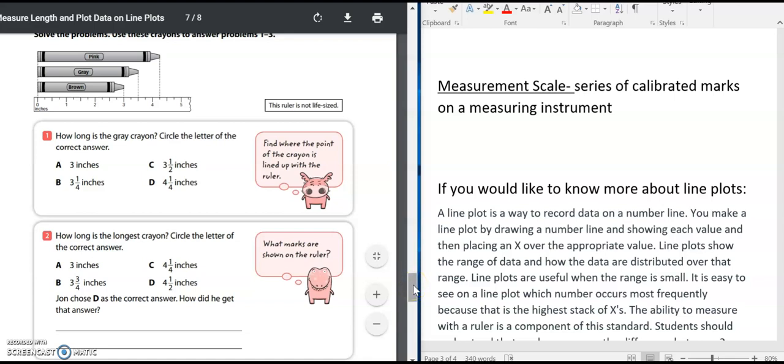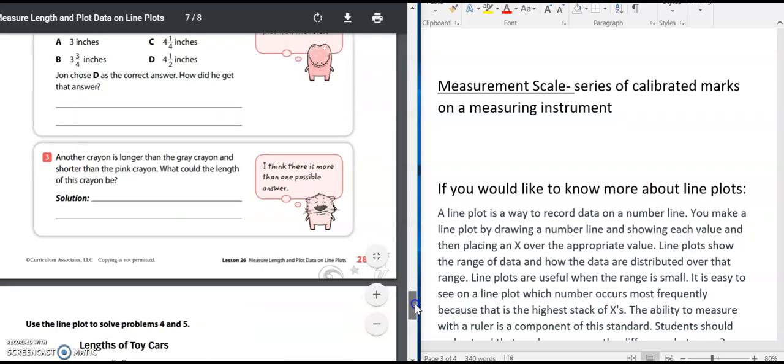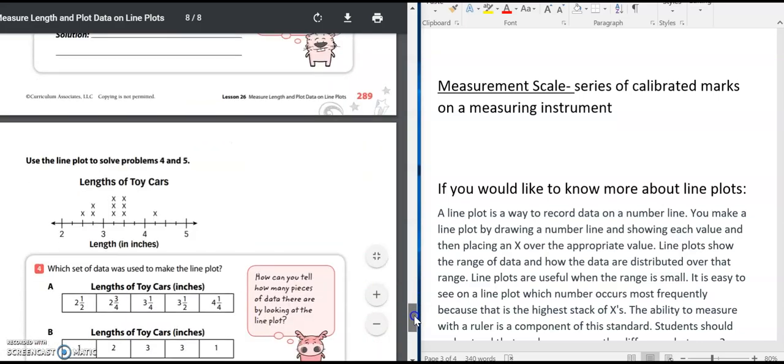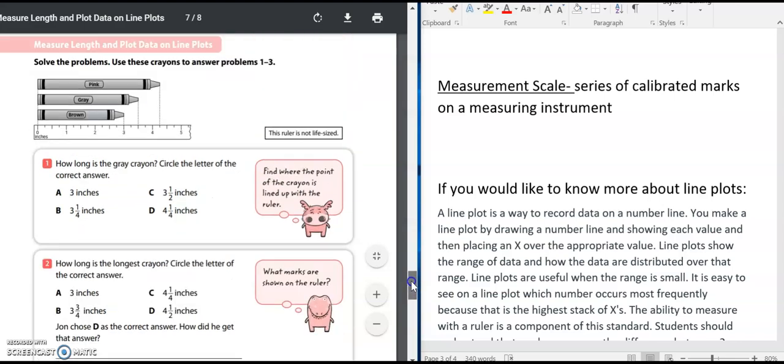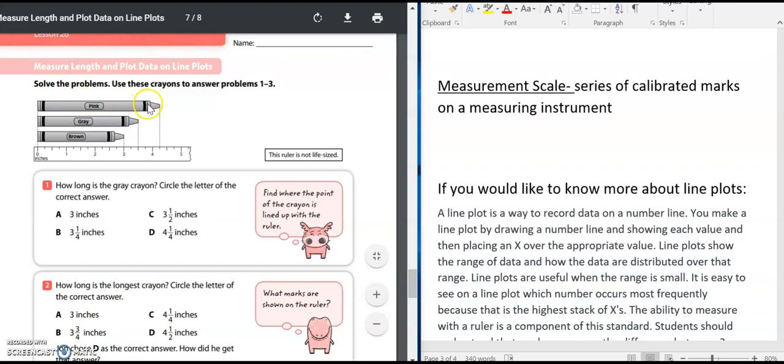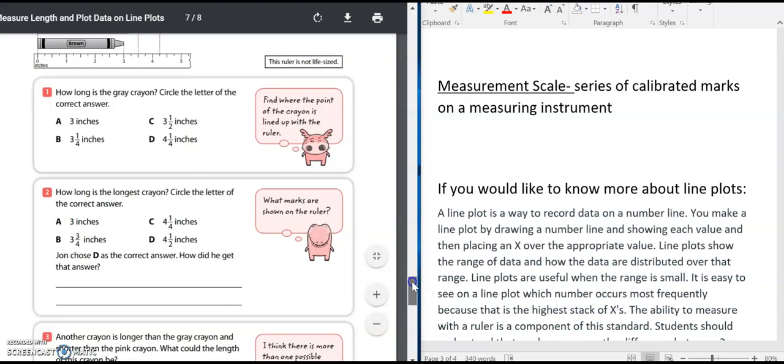Okay, I'm going to do number 3 with you, and then I'll leave you to complete the others yourself. Number 2, how long is the longest crayon? Circle the letter of the correct answer. Let's go back up and look. So it looks obvious that the pink is the longest crayon. It's past the 4-inch mark, and it stops at the first part of the fractional part of the 4 inches between 5 inches. So this will be 4 1/4. So let's see which one. That would be letter C. Okay.